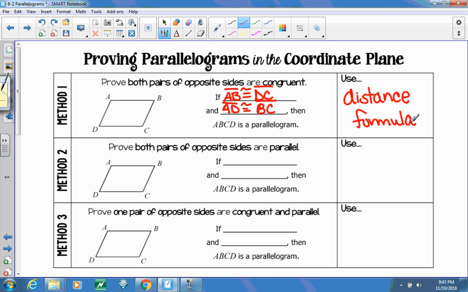So yes, we're going to have to use our distance formula. We're going to use it 4 times in order to show this.